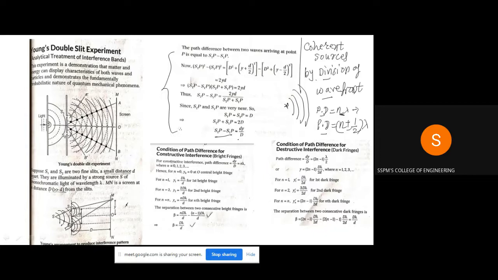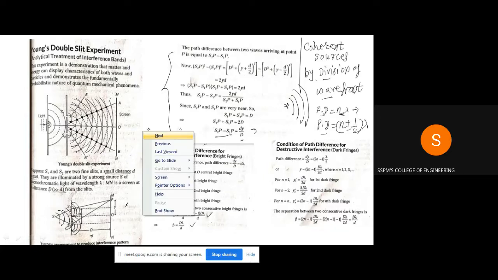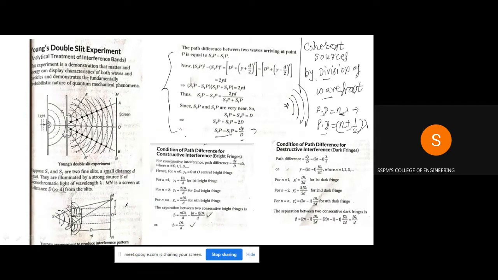And how it is given, it is given by yd upon D. What is D? D is the distance between the source and the screen, which is large as compared to d. What is d? Small d is the separation between two slits.